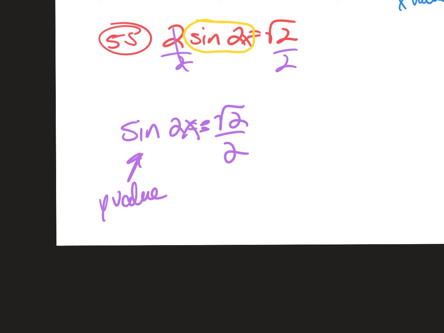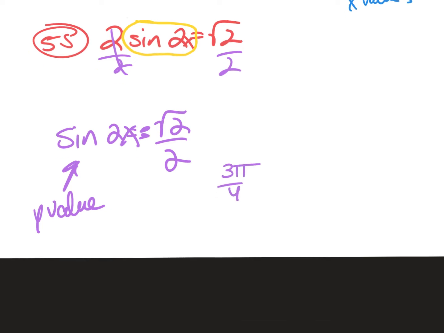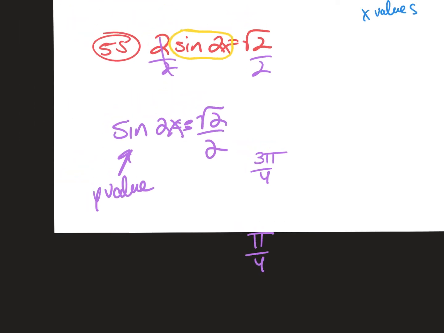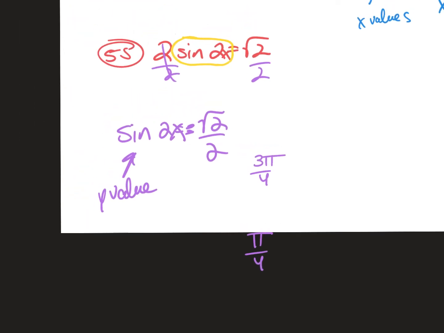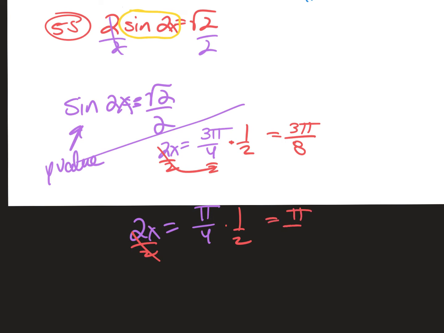Tell me where they are. Positive square root of 2 over 2 on the y value? 3 pi over 4 and pi over 4. Guys, does this say x equals? It's 2x. This is where you have to do that extra little work. This is 2x equals that. So to get x by itself, you would have to divide both sides by 2, correct? Keep, change, flip, which is the same as multiplying by 1/2. So here you get 3 pi over 8. And here you multiply by 1/2 and you get pi over 8.